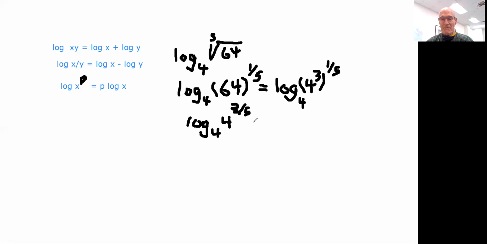And if I use my third rule here, I can take the 3/5 out front, which is what the third rule says I can do. So I have 3/5, and I'm multiplying that by log base 4 of 4. And remember, log base 4 of 4, anytime the base and the argument are the same, I'm basically saying what power do I raise 4 to get 4? And the answer is 1. So the answer here is just 3/5.